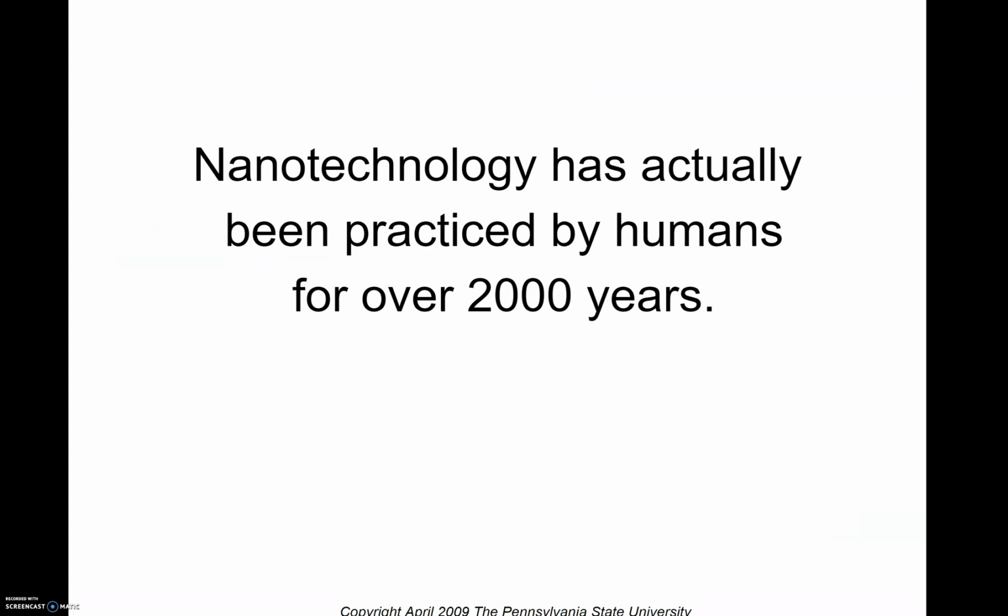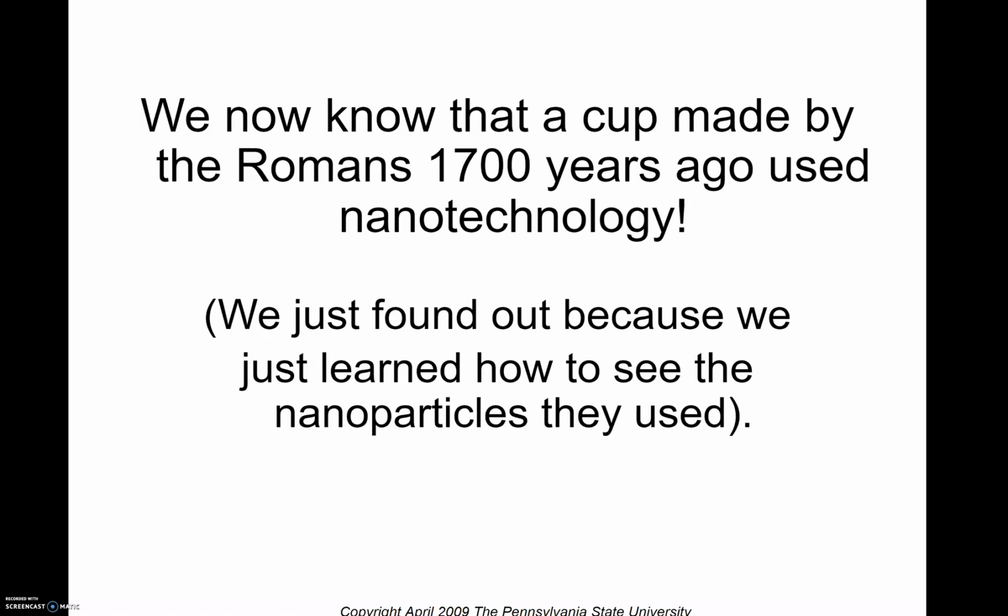Nanotechnology has been practiced by humans for over 2,000 years. Isn't that amazing? I mean, you think of it as being high tech and just recent and modern, but it's been practiced by humans for over 2,000 years. We now know that a cup made by the Romans 1,700 years ago used nanotechnology. How do we know that? Well, we wouldn't have known that even 200 years ago. We know that now because we have the technology to understand things at the nanoscale.